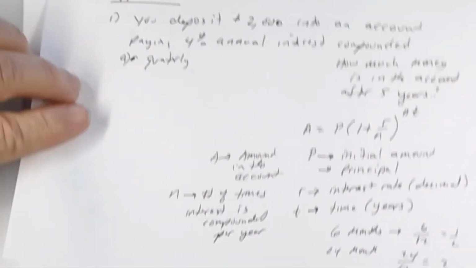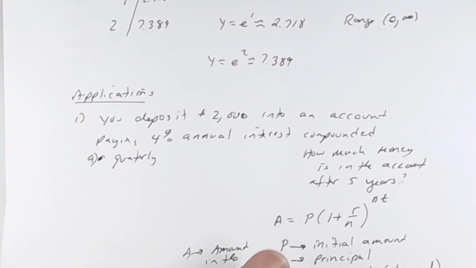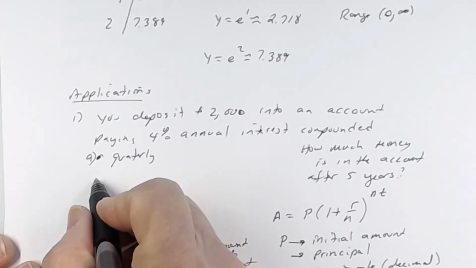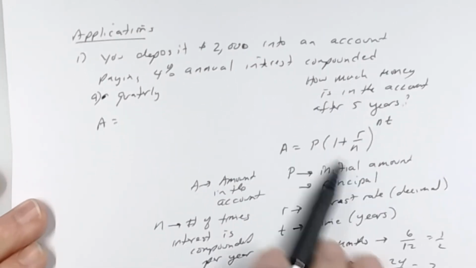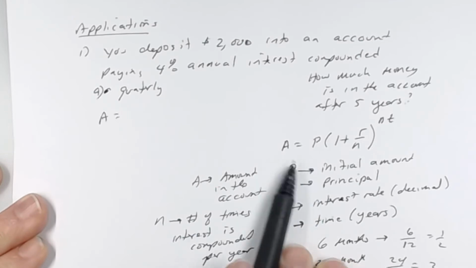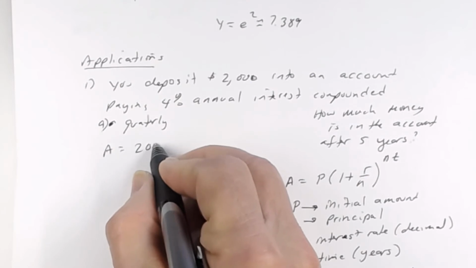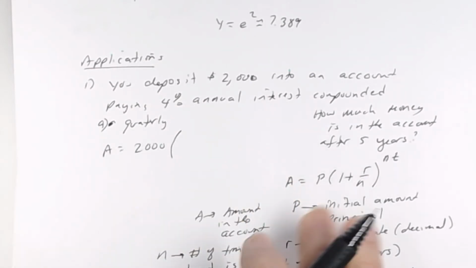Now, let's go to number 1. Okay, number 1. So you deposit $2,000 into an account paying 4% annual interest, and it's being compounded, and what's A here? Quarterly. So part A is quarterly, but for how many years? 5. All right, so let's use the formula. By the way, in terms of the formula, which of these letters am I looking for in this case? A, looking for A. So A equals P, what's P? 2,000, so 2,000 in parentheses.